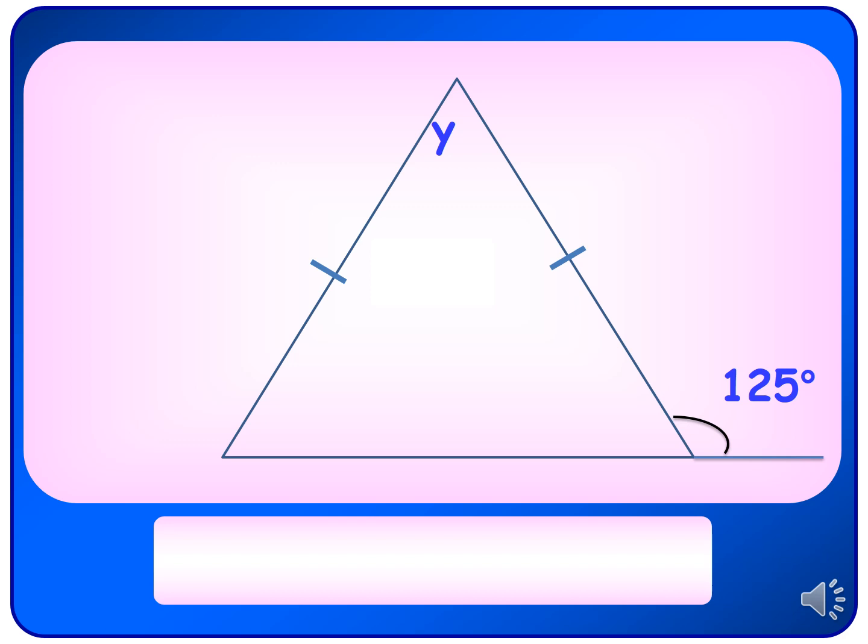So pause the video now and have a go at this one. Okay, first things first, what we should have done is found the base angle in the bottom right corner next to that 125 degrees, and that would have been 55 degrees because they create a straight line. Now if that is 55, the other base angle would have also been 55, and once you have that, you can work out angle Y, and that would have been 70 degrees. Well done if you got that correct.